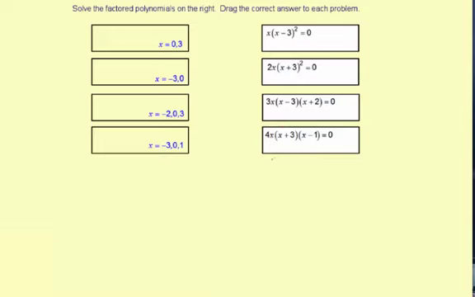Solve the factored polynomials on the right. Drag the correct answer to each problem. So we're going to be applying the zero product property to 4 different polynomials that are factored. So let's look at this first one.